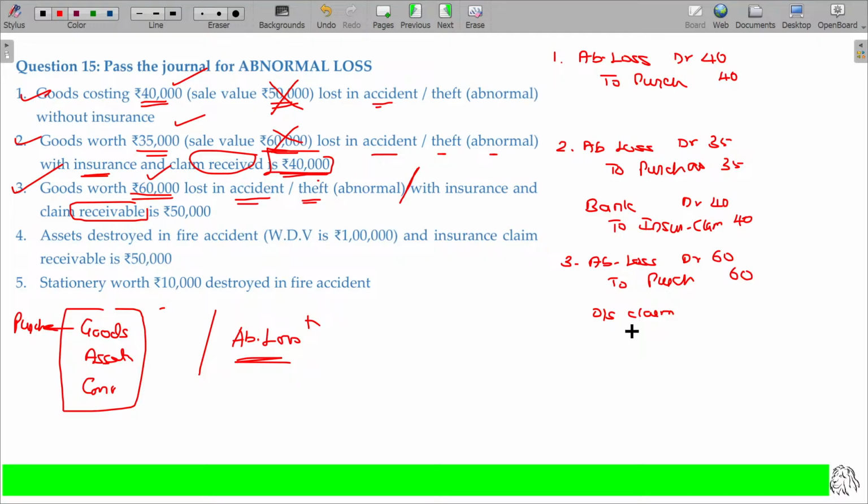So, salary is a nominal account, outstanding salary or salary paid in advance is a representative personal account. There is a prefix or suffix, so representative personal account. Similarly here, outstanding claim is a representative personal account. Debit for what? To insurance claim. This value being 50,000.